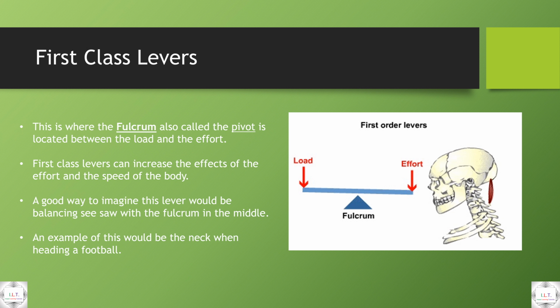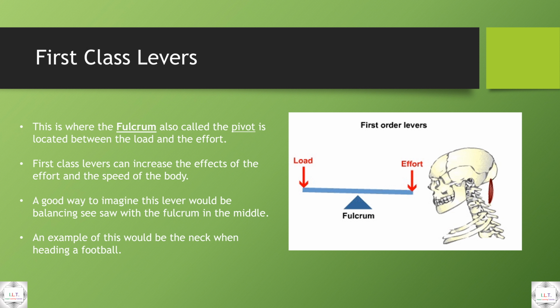The first type of lever we're going to look at is a first class lever, and this is where the fulcrum, which is also known as the pivot, is located between the load and the effort. And first class levers can increase the effects of the effort and the speed of the body.